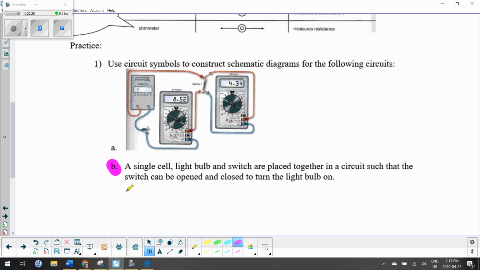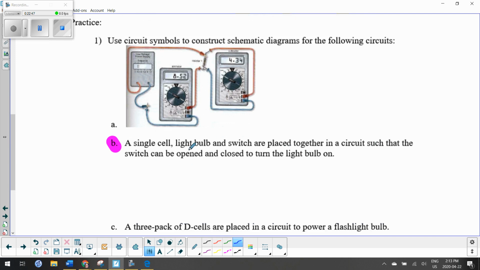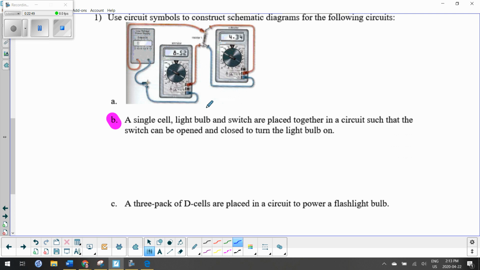I'm going to start with B here, and I'll leave the other ones for you to try. I'll do a couple, and then you try, and then check if you've done them right. So in this diagram, it says a single cell, a light bulb, and a switch are placed together in a circuit such that the switch can be opened and closed to turn the light bulb on. So a single cell is a long and a short line. Now I have to have a switch and a light bulb. The switch must be placed first because it's controlling your light bulb.